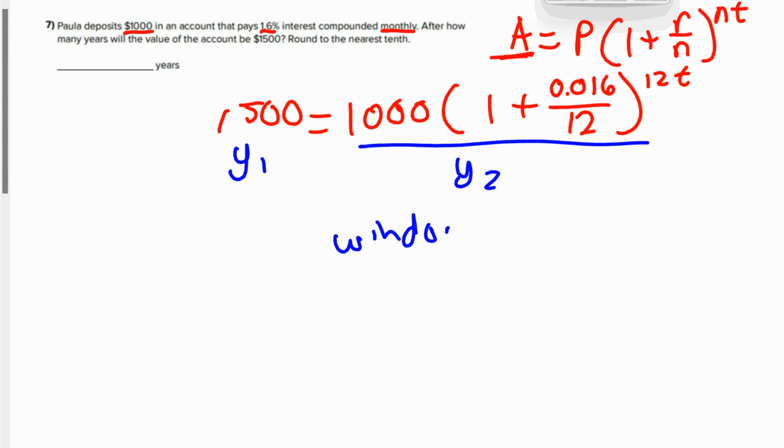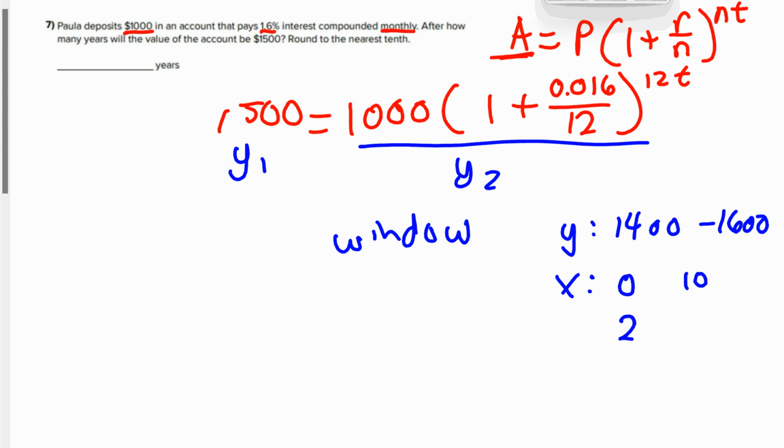So our window might have to be set, our y value is going to get to 1,500, right? So maybe put it at 1,400 to 1,600. But our x is the hard thing, right? We could start out at 0, because we're not going to have negative years, and maybe do 10, or adjust it from there. If you don't see it crossing, then you can adjust it. I think maybe 20 to 50 probably will work for your x's.